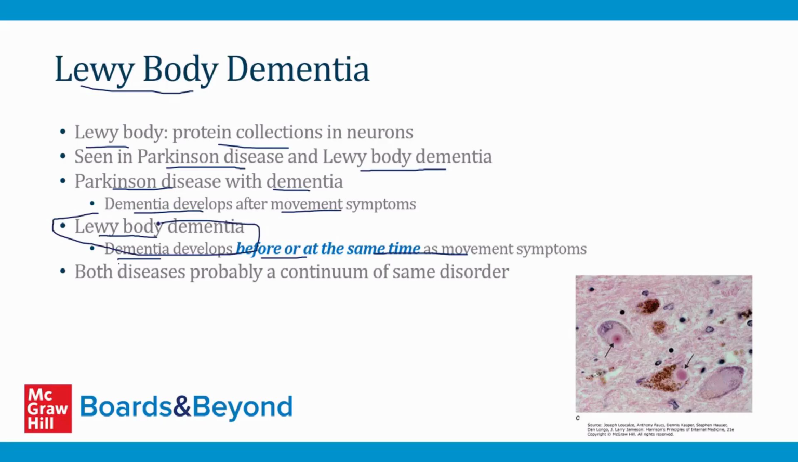When the Parkinson's symptoms are around for a year or so and then the dementia develops, we call that Parkinson's disease with dementia. Probably both diseases are a continuum of the same disorder, but nevertheless, clinically, we distinguish between Parkinson's disease with dementia and Lewy body dementia. And once again, in the video on dementia, I talk about this in a lot more detail. And that concludes our module on Parkinson's disease.